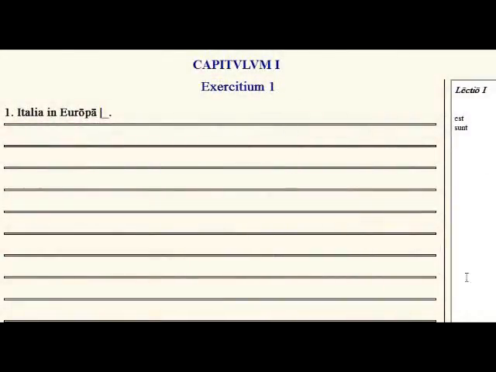Welcome to Lingua Latina, Chapter 1, Lesson 1, Exercises. And so here I want to give you a quick introduction to the exercises and the way they're set up.